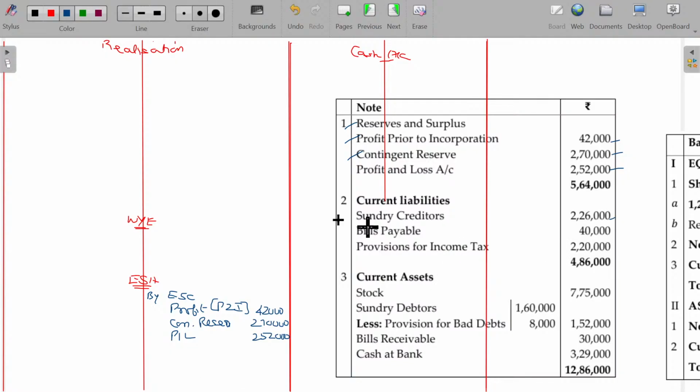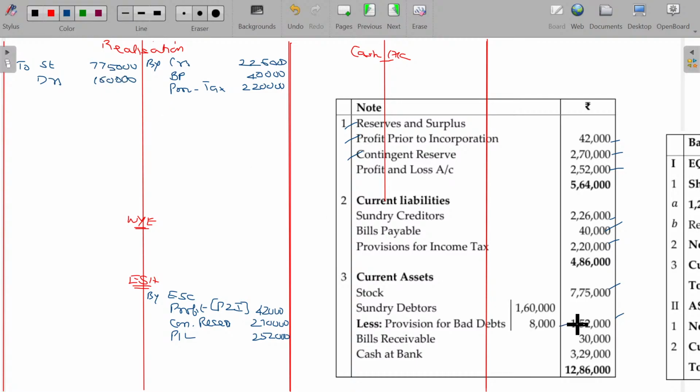In current liabilities, creditors should be transferred to the credit side of the realization account. The value being 2,26,000. Bills payable 40,000 rupees. And provision for income tax, value being 2,20,000. And we have been given the assets: stock 7,75,000. Debtors 1,60,000.